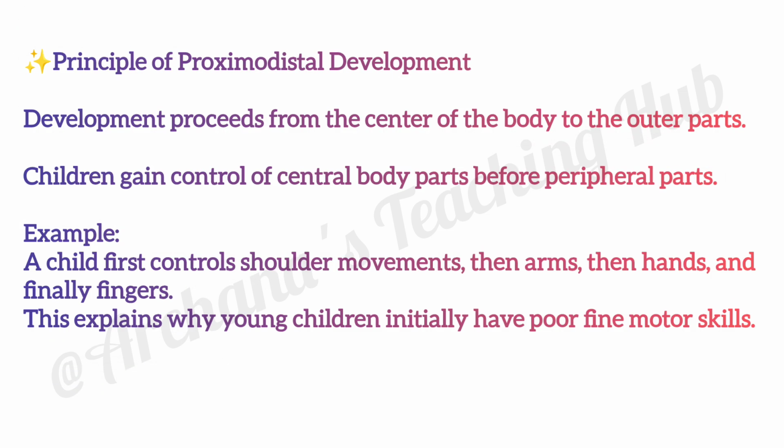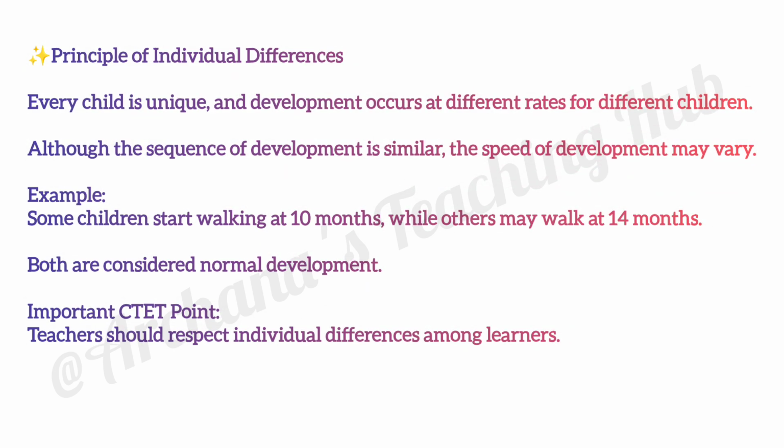Principle of proximodistal development. Development proceeds from the center of the body to the outer parts. Children gain control of central body parts before peripheral parts. For example, a child first controls shoulder movements, then arms, then hands, and finally fingers. This explains why young children initially have poor fine motor skills.